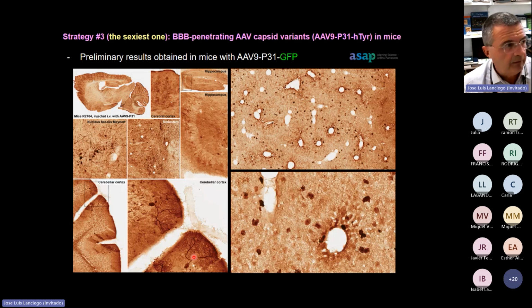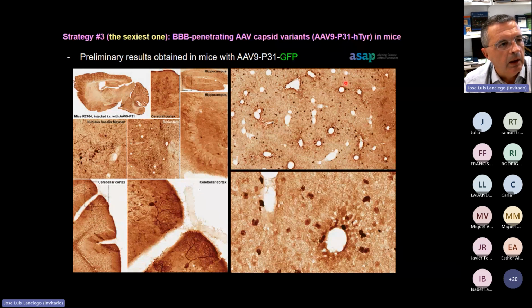So what you have here on the left is a mouse brain injected systemically with this P31 AAV9 variant coding for GFP. So this is GFP immunohistochemistry. You can see that the entire brain is transduced. It has an ubiquitous promoter. So you have the entire cortex transduced, neurons and glial cells, nice labeling of the hippocampus, brainstem, nucleus basalis of Meynert, and the cerebellum. You can even see Purkinje cells that are entirely transduced with the whole dendritic tree. And this is, for the same animal, the liver.